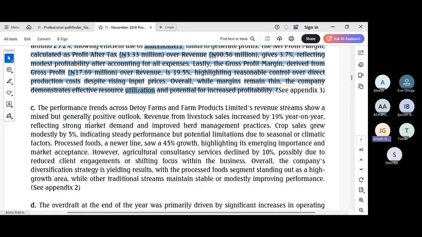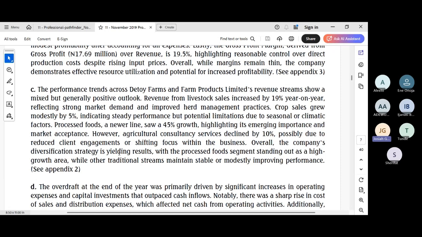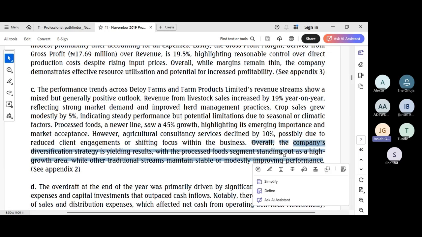The next one we spoke about is the performance of Detoy Farms, looking at their trend and the percentages year in, year out, 2017, 2018, 2019. And we concluded by saying the company's diversification strategy is yielding results with the food. So you don't need this conclusion. We are just stating that as part of our argument. You have a conclusion section, but I just stated this as part of the discussion. You don't need to write this elaborately. I just give you a guide so that as you are reading through, you have a lot of options and a plethora of ideas on how to write. Writing is a challenging case study.